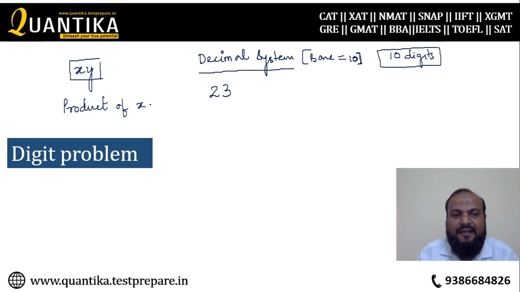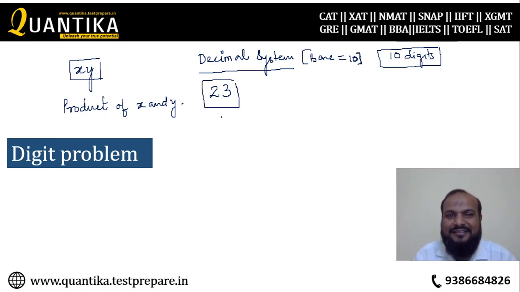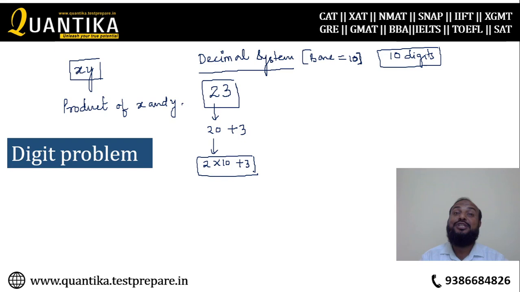x and y. Now this is where we need to understand why we face problems while solving digit questions. So when you write 23, you understand that this is 20 plus 3. Where did 20 come from? This is 2 into 10 plus 3. So each digit has its positional value.